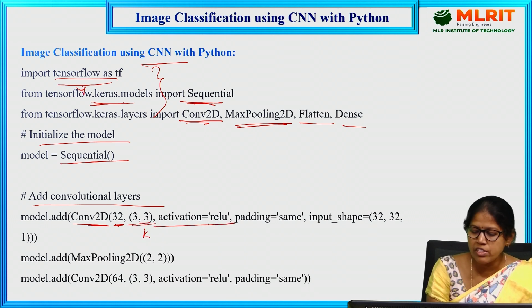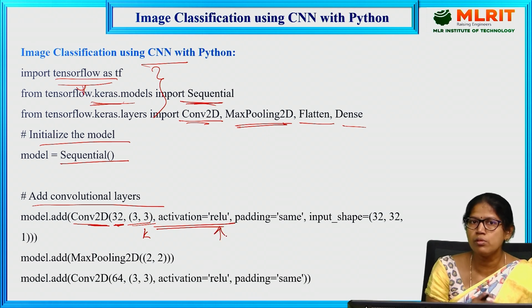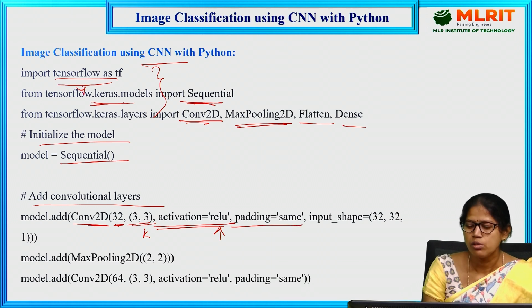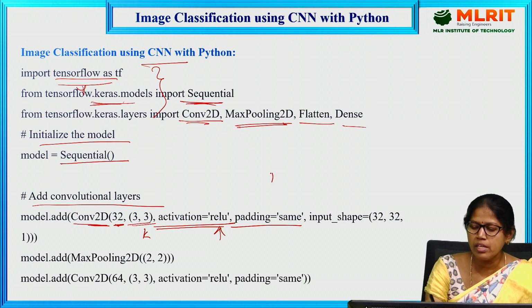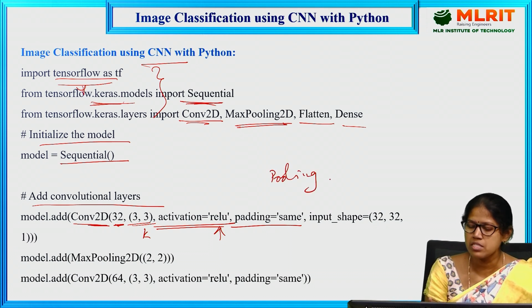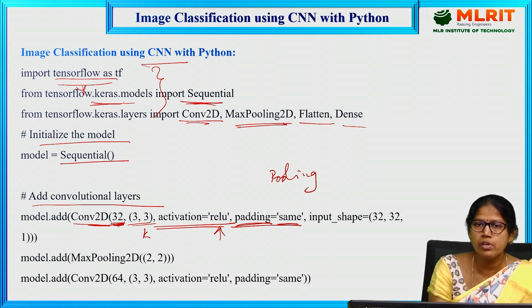The activation function is ReLU, which is used to replace all the negative values in that matrix. Next, padding, to keep the image size the same. If you apply pooling, it will reduce the image size, the feature map size. That's why there is another option called padding. The value is same, which means it keeps the size of the image the same as the input image, that is 32 by 32 or 64 by 64.